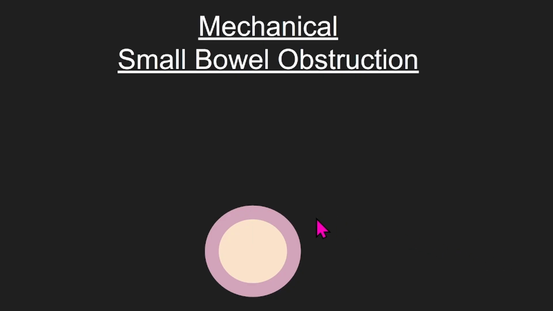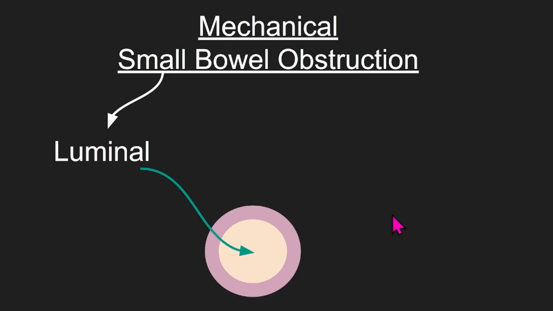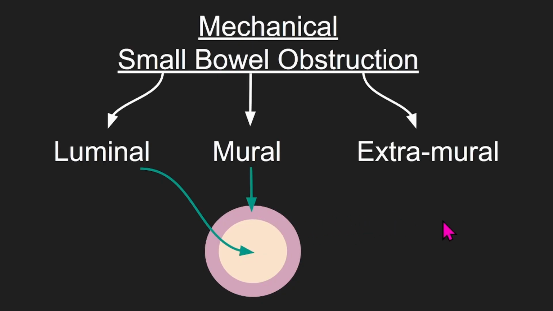Now, imagine this is bowel. We've got bowel wall, bowel lumen, and stuff outside the bowel wall. So the first category of causes of mechanical small bowel obstruction is luminal causes. That means causes within the lumen of the bowel, so inside the sort of empty central part where food normally is contained. The second category is mural causes, so causes within the bowel wall itself. And the final category is extramural causes, so causes that are outside the bowel wall. So luminal, mural, and extramural causes.